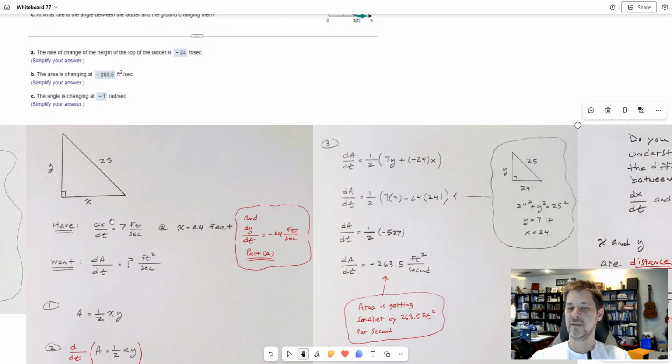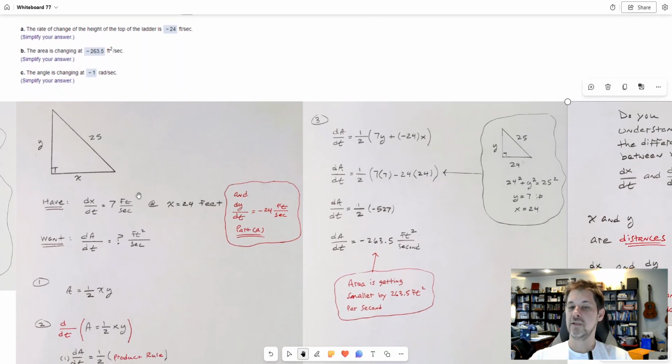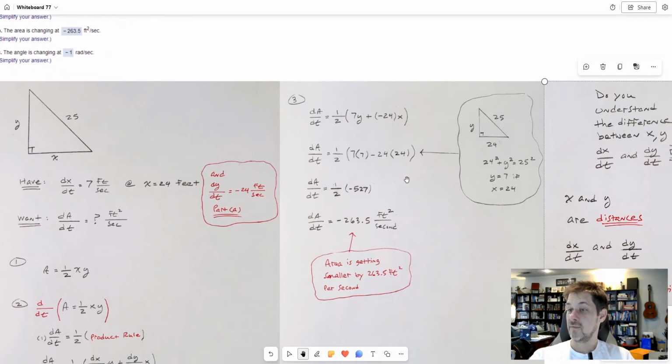So we don't want to get those confused, and I don't want to take that for granted. Make sure that you pay attention to the units in the problem, and that you can tell, for information that you incorporate later, what's just a variable like x and what's a derivative like dx over dt. Same thing applies for y and dy over dt. One of those is a distance, and the other is how fast the distance is changing.